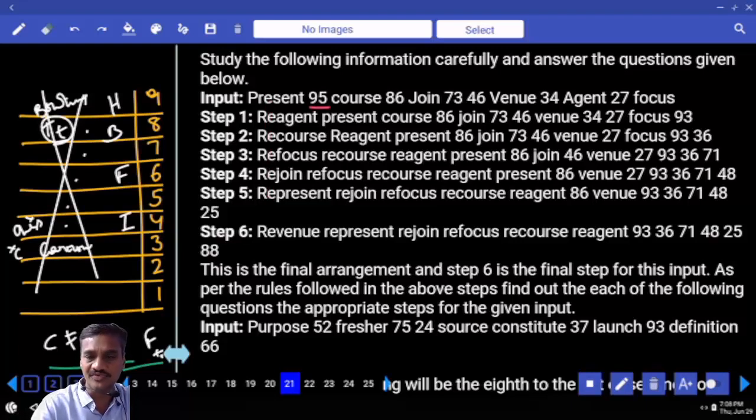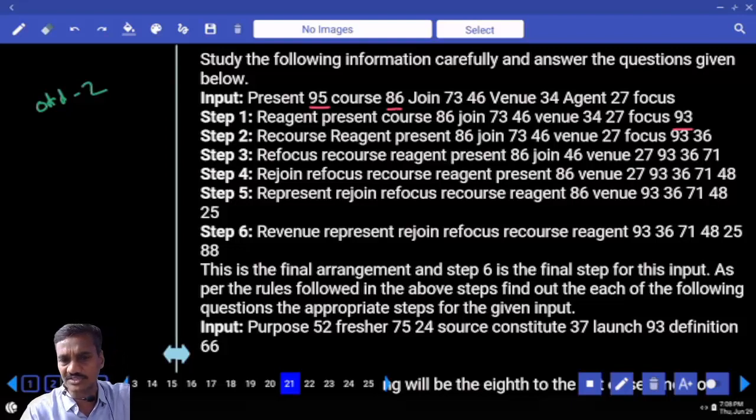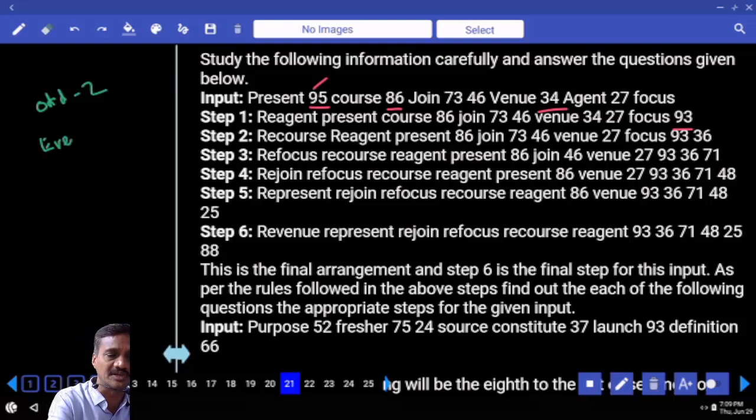Then 95 has become 93. That means that is the highest number. If it is an odd number, 2 must be subtracted. And 86 is an even number. When exchanging 95, then the lowest number, what is the lowest number? 34. And 34 plus 2. For even it has to be plus 2.